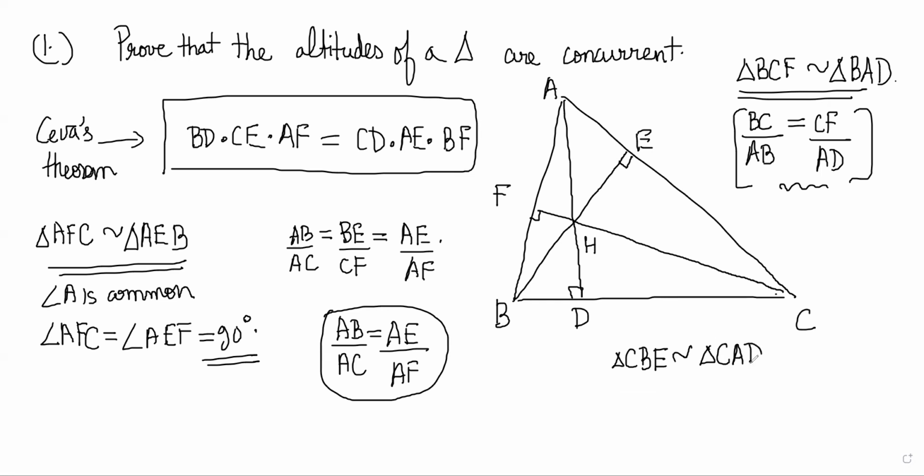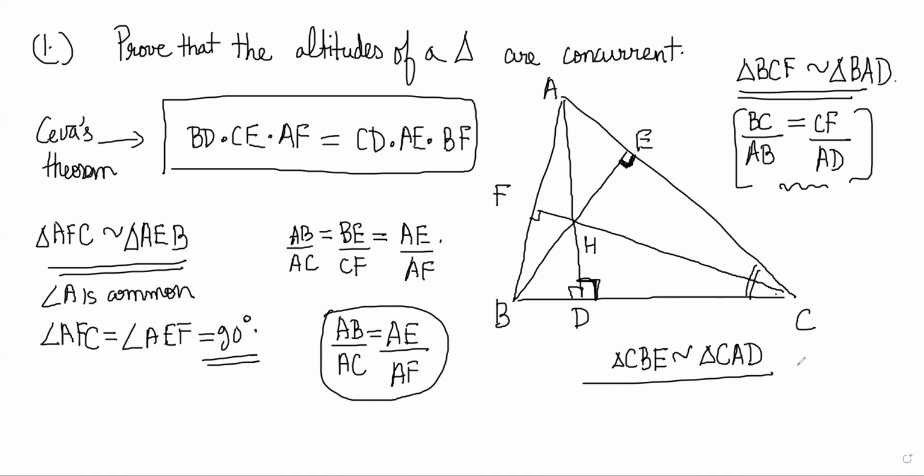Triangle CAD. Why am I saying that? Notice that there is a 90 degree angle in the CBE triangle. There is a 90 degree angle in this triangle. And angle C is common to both of the triangles. CBE also has an angle C and CAD also has an angle C.